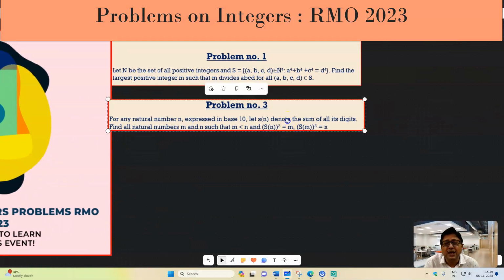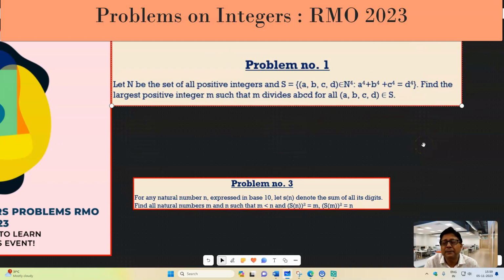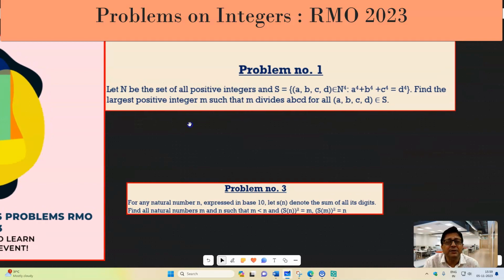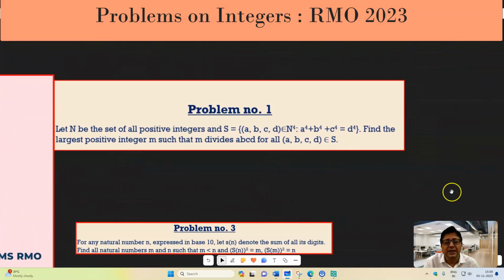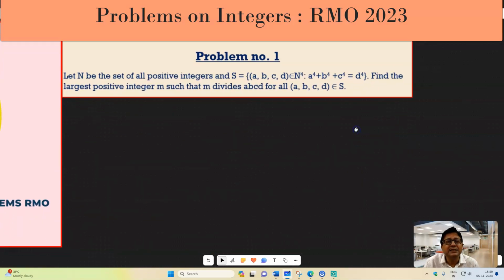These two questions are asked from integers. See the question given here in problem number 1. It is given: N is the set of all positive integers and S is equal to, S means the set, A, B, C, D where A, B, C, D belong to N to the power 4. N to the power 4 means it is actually the Cartesian product of natural numbers.